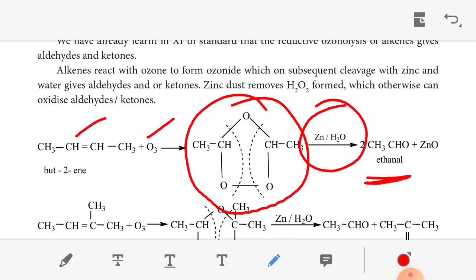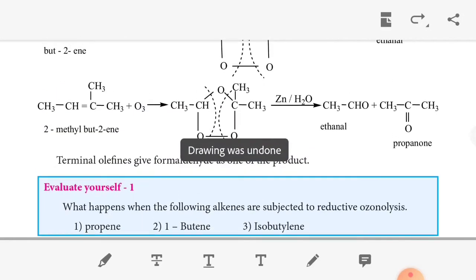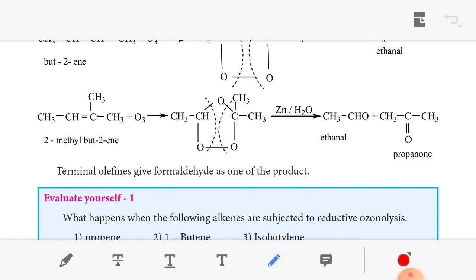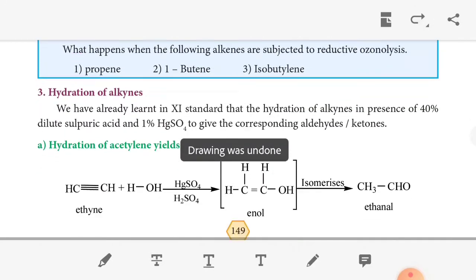But-2-ene reacts with ozone, O3, to form ozonoid. This is the structure of the ozonoid. With zinc and water it forms CH3CHO, that is ethanal, plus zinc oxide. This is the ozonolysis of alkenes. The next is one more example, 2-methylbut-2-ene, which forms ozonoid, then reacts with zinc and water to form an aldehyde plus a ketone. This one is an aldehyde, and this one is a ketone, propanone.